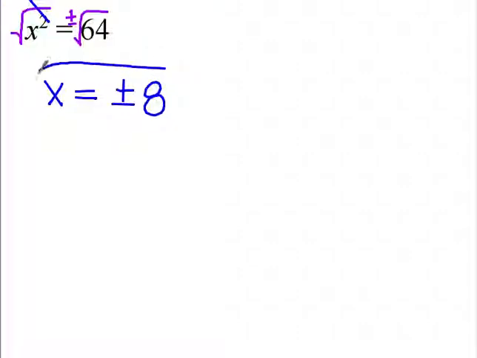Now on the left side, the square root of x squared, those are gone, and you get x equals plus or minus, what is the square root of 64? 8. So basically, I'm thinking to myself, what times itself will give me 64? And that answer is 8. Don't forget the plus or minus.